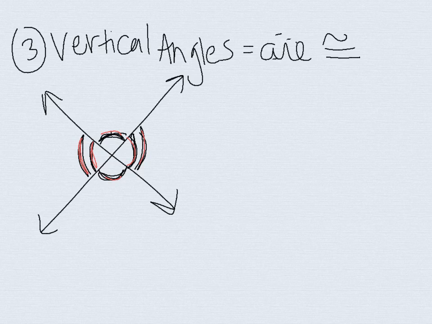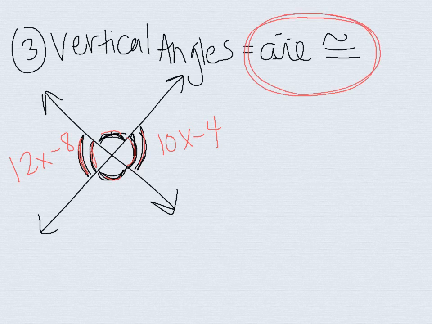Alright, now let's say that they throw something in here, like they say this one is 10x minus 4 and this one is 12x minus 8. Alright, we know from the definition they're opposite each other, but they are also congruent. What does congruent mean? They're equal. So all you have to do is put a big equal sign in between them. So 12x minus 8 equals 10x minus 4. Vertical angles are equal. Vertical angles are equal. One of the easiest things to remember.